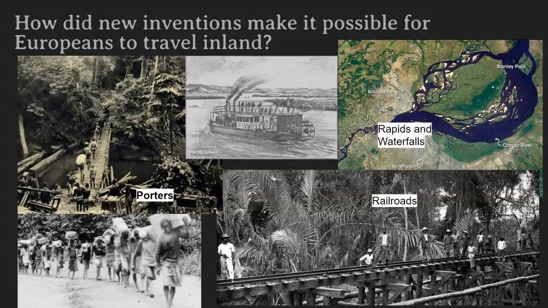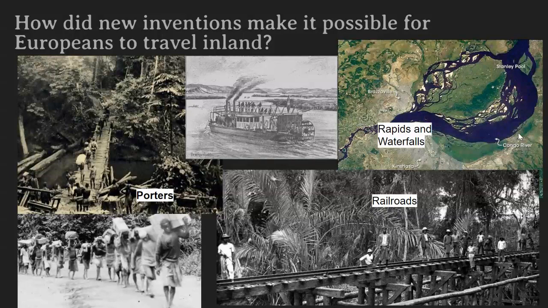Next question. How did new inventions make it possible for Europeans to travel inland? As you probably remember from Unit 2 last semester, it was very difficult for Europeans to get inland in Africa at all. The geography was difficult, there were diseases, there were dense forests, the rivers were hard to navigate. So any trade that was done inland was done by Black people, by local African people who lived there. But new inventions made it possible for Europeans, for white people, to travel into Africa.